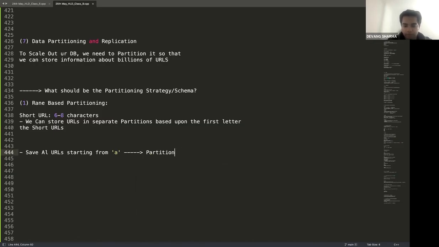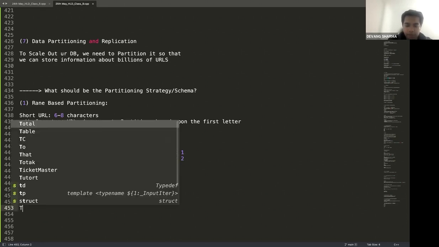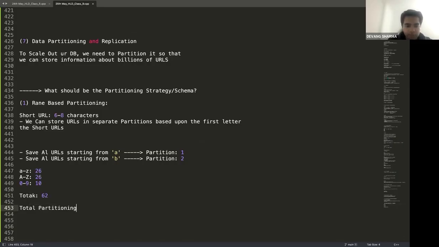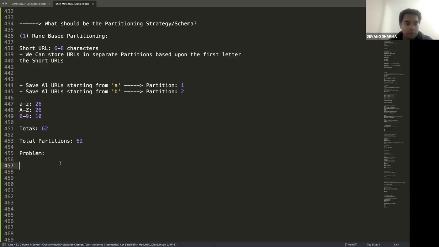to partition 1. One moment. And let's say starting from B, partition 2, and so on and so forth. So A to Z 26, a to z 26, 0 to 9, and the total becomes 62. So that way I would have the total number of partitions to be 62. Do you see any problem with that? If I do the partitioning based upon the first character or the first letter of the short URL, do you see any problem with that?